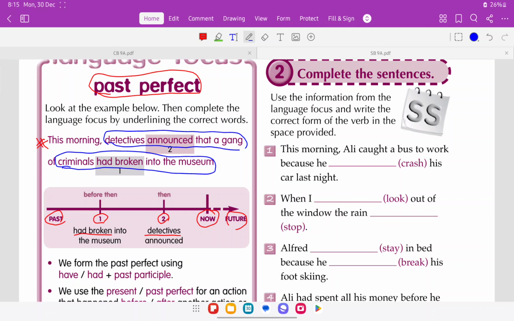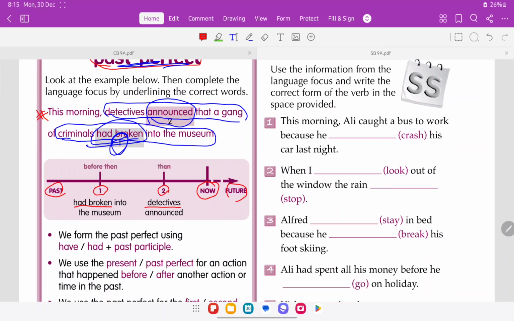As I said, the first action is criminals had broken into the museum. So we have to use here the past perfect. And for the second action, we have to use the past simple. Okay? Now, how can we form the past perfect?